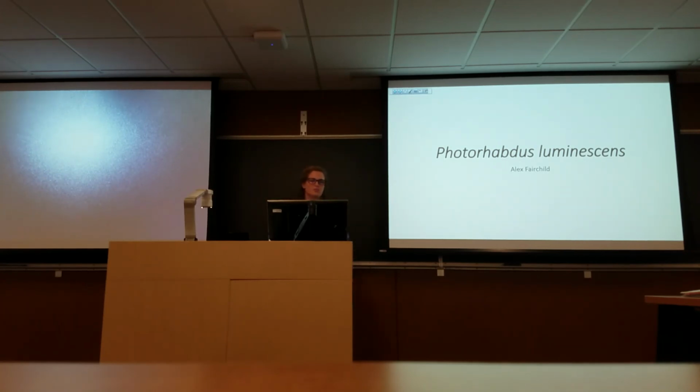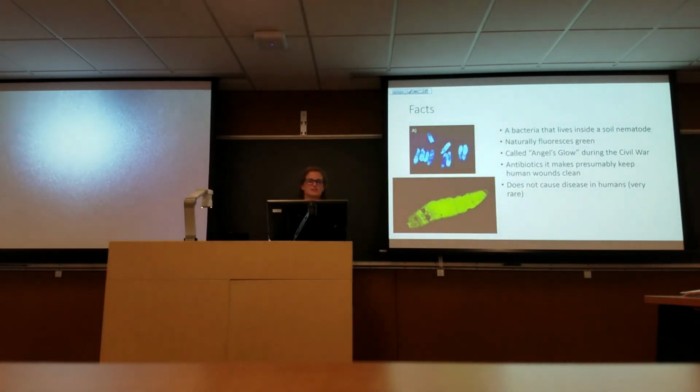So the microbe that I chose to study is Photorhabdus luminescens. It is a bacteria that lives inside soil nematodes. So it is swallowed by the nematode, lives in the nematode, hangs out. It naturally fluoresces green. So this picture shows what a nematode looks like when it contains the luminescent bacteria, it glows green. During the Civil War, they called it an angel glow because they saw a lot of it in the soil there, and then people would turn green because it would be in people.